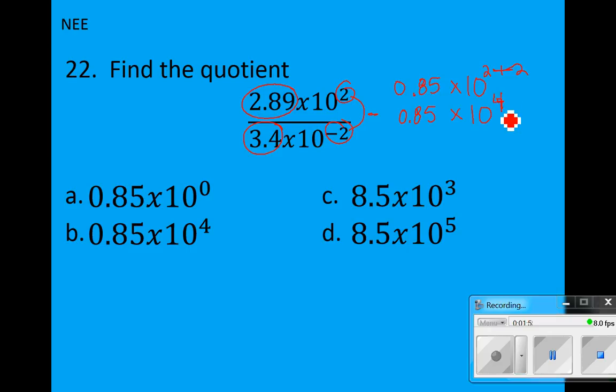We can't stop there because we do not have a number between 1 and 10. So I'm going to change 0.85 to the standard form by moving it 4 places. 1, 2, 3, 4. And then I'm going to move it back and stop where it should be. And when I do that, 1, 2, 3 is where it should be. I know that my exponent should be 3. So 8.5 times 10 to the third power, which gives us answer choice C.